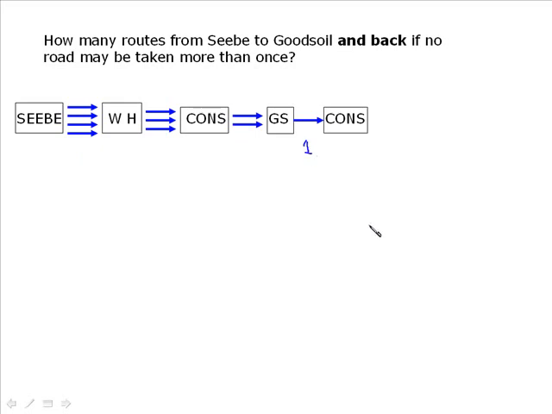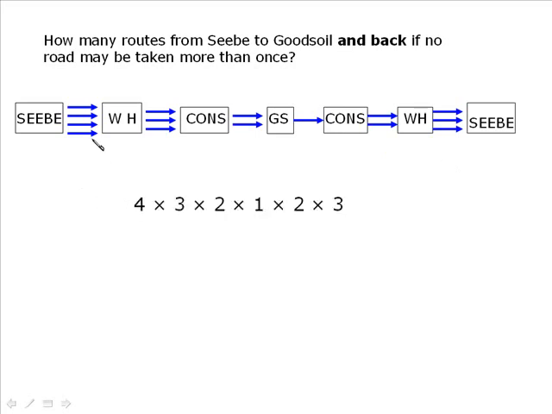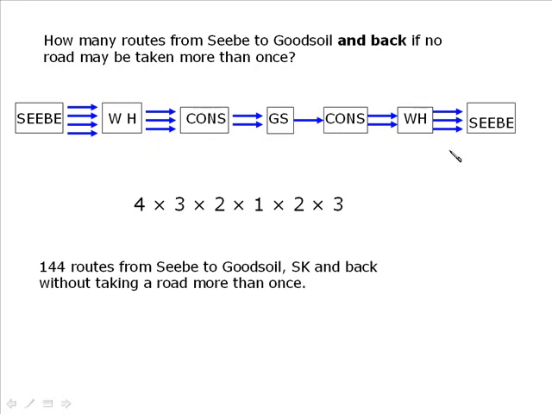And now that you're in Consort and you're looking to get to Westward Ho, there were 3 roads you could have taken, but you can't take the one you took on the way there, so now you just have 2. And then from Westward Ho to Seebe, instead of having those 4 choices, you now just have 3 choices. So if you put the whole thing together, you're going to have 4 times 3 times 2 times 1 times 2 times 3. So there's 144 routes from Seebe to Goodsoil and back without taking a road more than once.